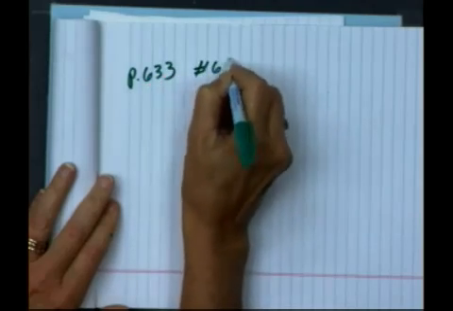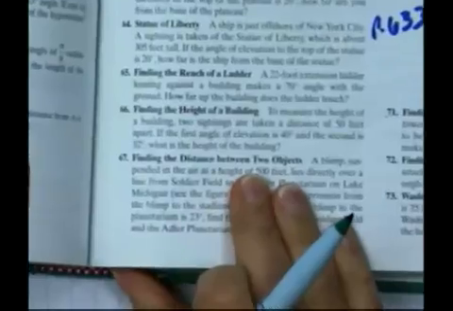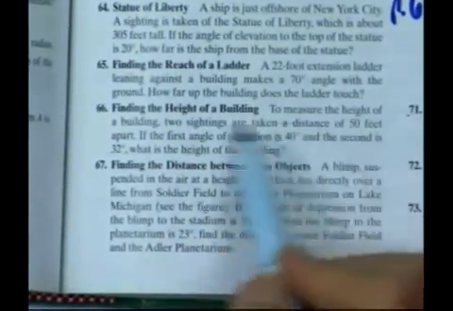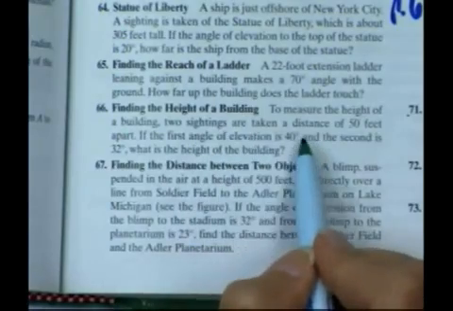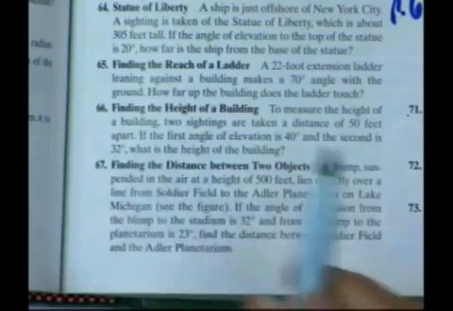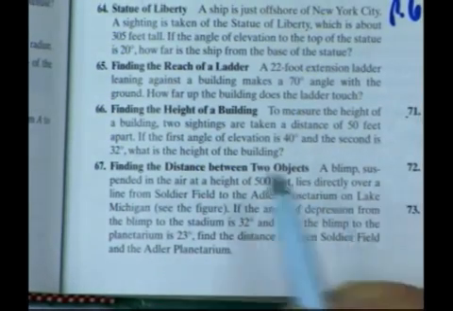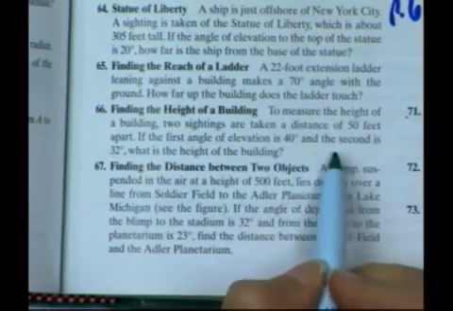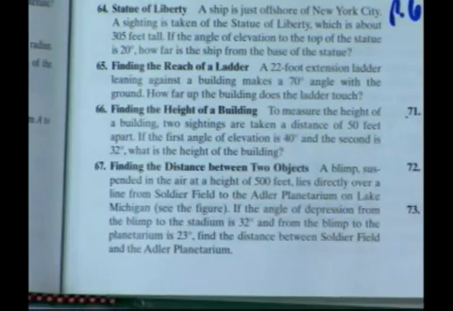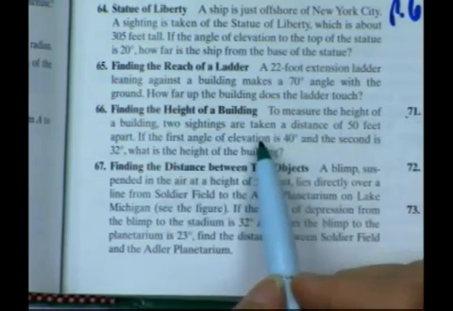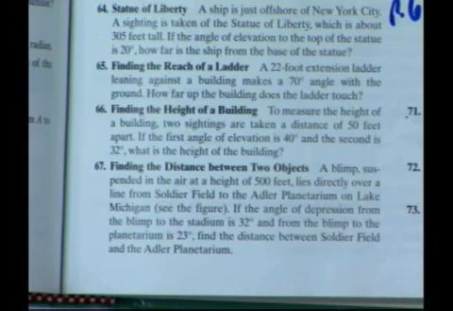I'm on page 633, and we're going to look at problem number 66. We're looking for the height of a building. We'll read the problem together here so you know it came out of the book, and then we'll try to figure it out. To measure the height of a building, two sidings are taken a distance of 50 feet apart. If the first angle of elevation is 40 degrees and the second is 32, what's the height of the building? The first angle of elevation is 40 degrees. The second angle of elevation is 32 degrees. What is the height of the building?